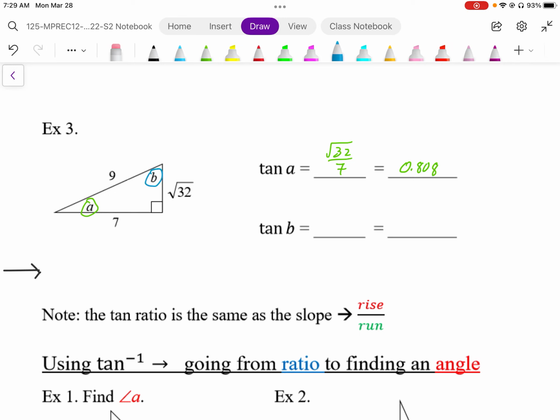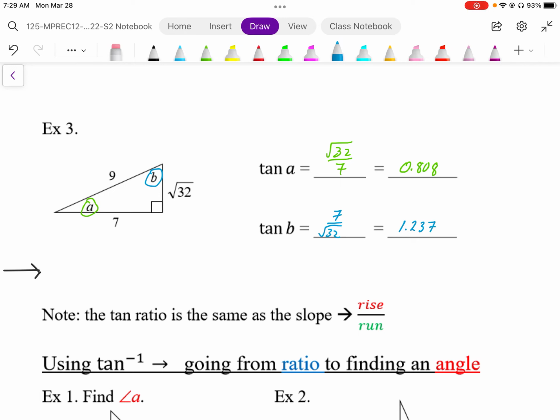For angle B, we take a different perspective. The opposite side is 7. The adjacent side in this case is root 32, and as a decimal value, that works out to be 1.237. So this is 1.237 to 1.